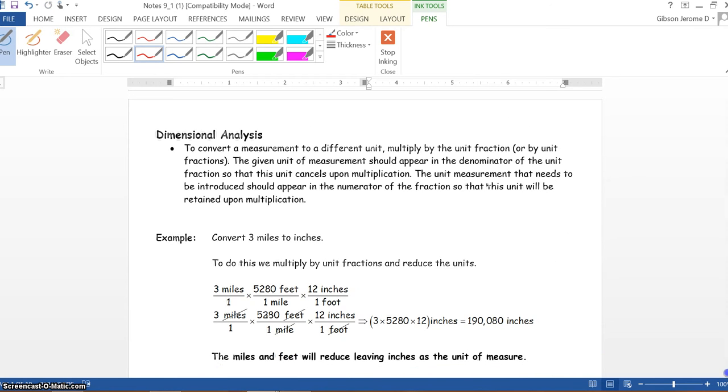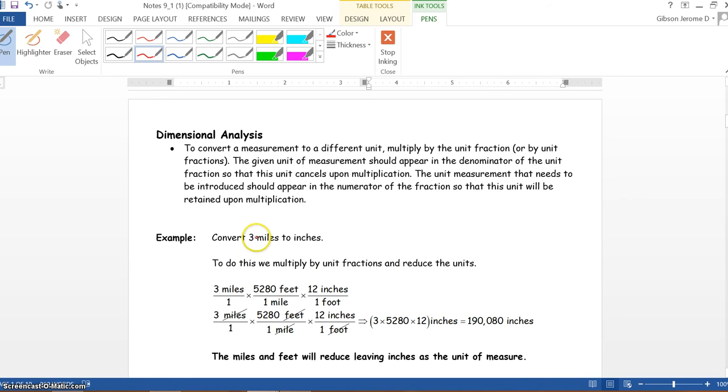Now, dimensional analysis. To convert a measurement to a different unit, multiply by the unit fraction or by unit fractions. The given unit of measurement should appear in the denominator of the unit fraction, so that this unit cancels upon multiplication. The unit measurement that needs to be introduced should appear in the numerator of the fraction, so that this unit will be retained upon multiplication.